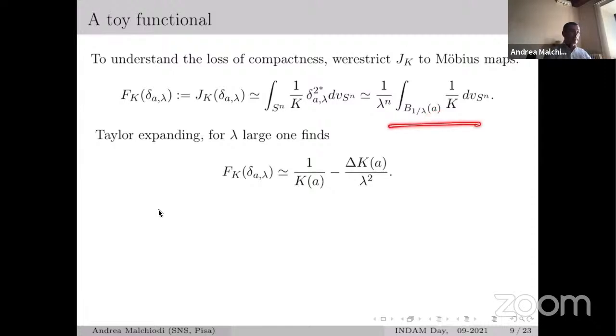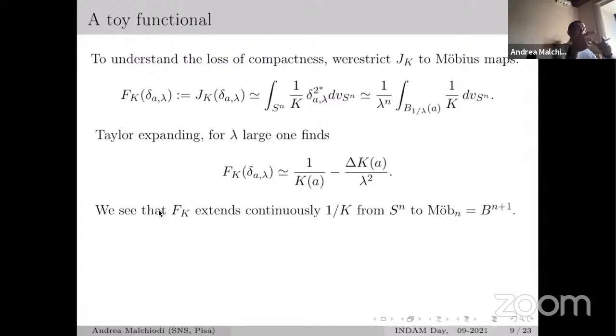If you do a Taylor expansion of the function 1 over k, this is what you're going to find: the function 1 over k in the limit, and then an extra correction term that depends on the Laplacian.